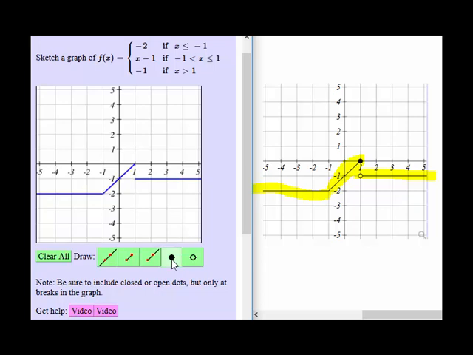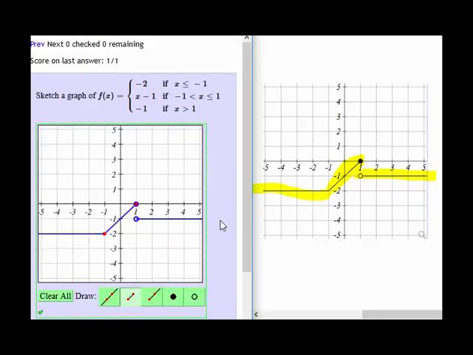So I'm going to choose the closed dot and put it at 1, 0 to indicate when someone plugs in x equals 1, the y value would be 0. And then I'm going to click an open dot here to let them know that that point does not count on the graph, that when plugging in 1, you only get one y value. Not the one down here at -1, but you'd get y equals 0 if you were to plug in x equals 1. Now that this is all done, I can submit my answer and make sure I get full credit.